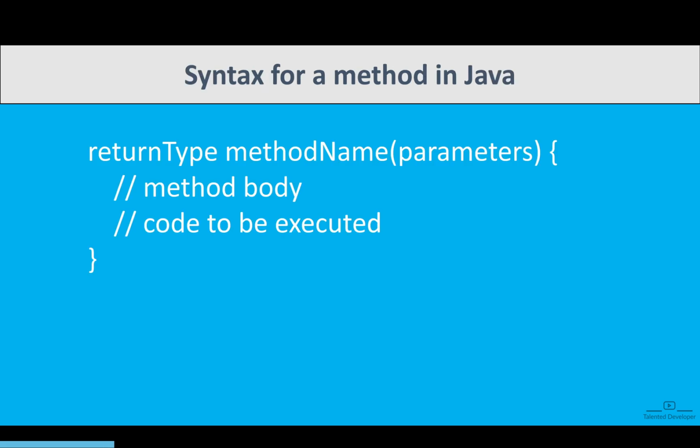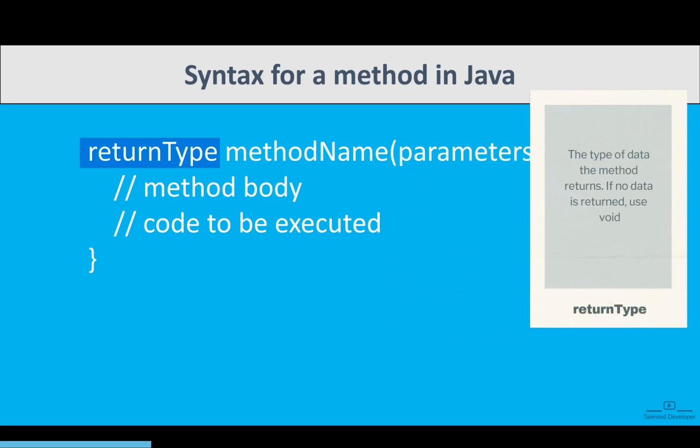So what is the general syntax of a method? We have to use the return type first, then the method name, then the parameters, then open and close the brackets, and inside that you can create the method body. Return type is the type of data returned. Suppose you want to return the data as an integer, then the return type will be int. If you don't want to return anything, then just use void.